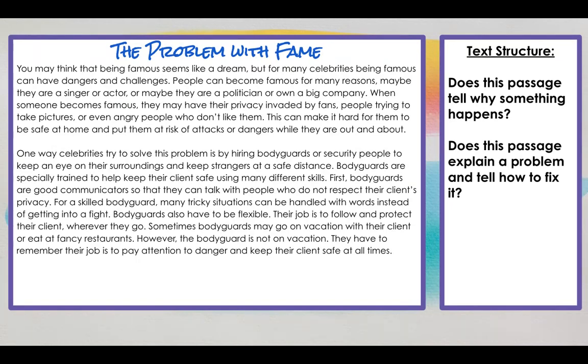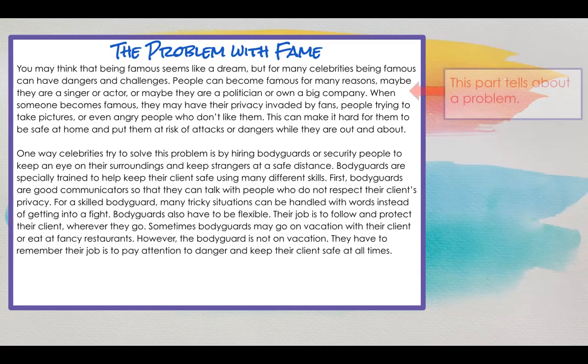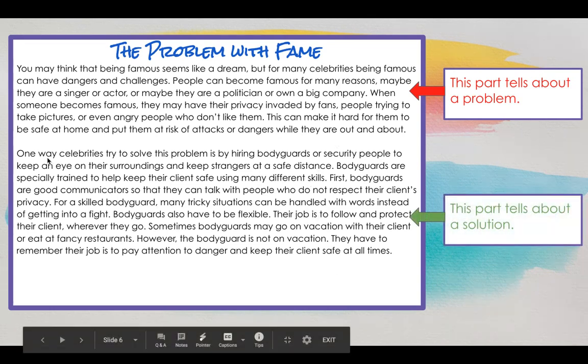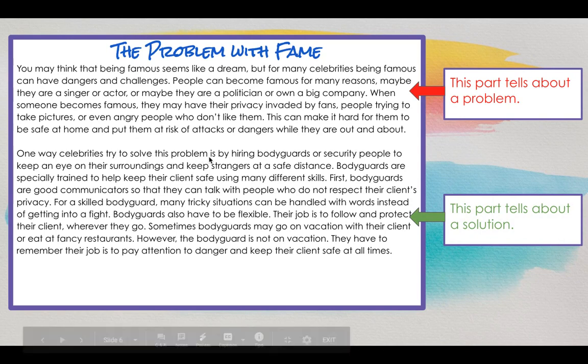What do you think? Cause and effect or problem and solution? Well, hopefully what you notice is this first part tells about a problem. It tells about the problem that celebrities, famous people, politicians can face when people invade their privacy, maybe people who don't like them get too close, it's hard for them to be safe, puts them at risk. This is all telling me about a problem they have. This second part talks about the solution, one way celebrities try to solve this problem.